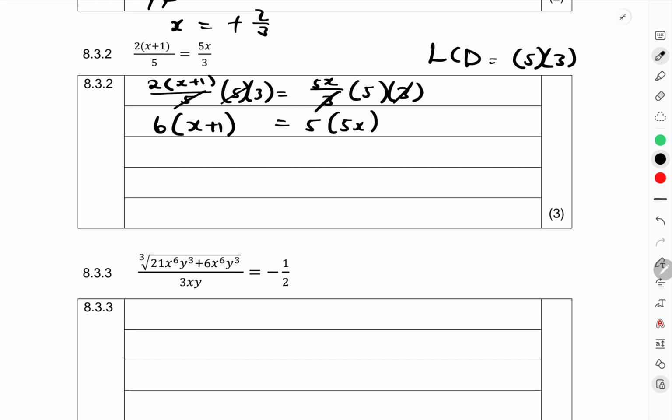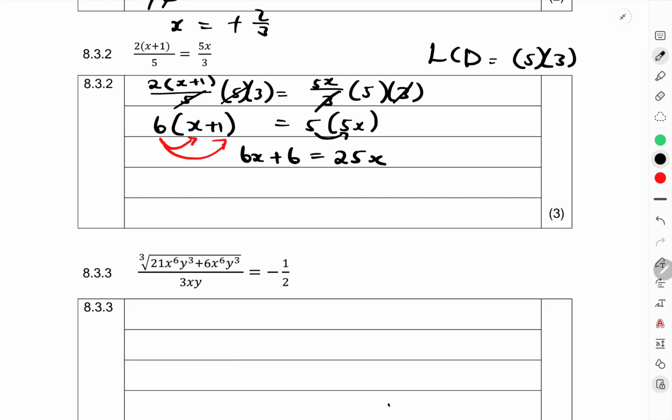Now, if it is like that, you remember the distributive law. Whatever is inside the bracket is multiplied with the number outside the bracket, meaning the 6 will multiply the x, and the very same 6 will multiply the 1. What is 6 multiplying the x? I'll have 6x plus, what is 6 multiplying the 1? I'll have a 6, which is equal to, on the other side, using the distributive law, 25x as the answer on the other side.